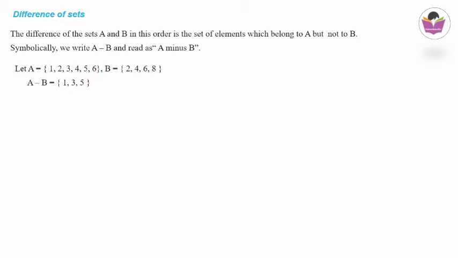Then 6, when you consider, it is there. So difference means A minus B. A minus B means elements which are there in A but not in B. They are set of 1, 3, 5.